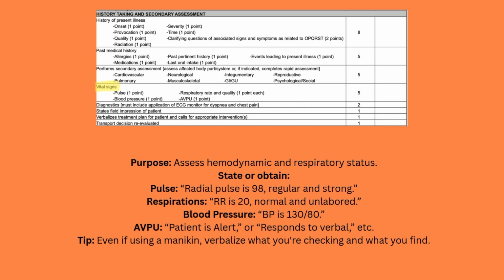Now we're going to assess the vital signs. So assess the hemodynamic and respiratory status. State or obtain: the radial pulse is 98, regular and strong, or whatever the pulse is. Respirations are normal, unlabored, labored, anything. Blood pressure. And you can also use the AVPU, so the patient is alert, response to verbal, etc.